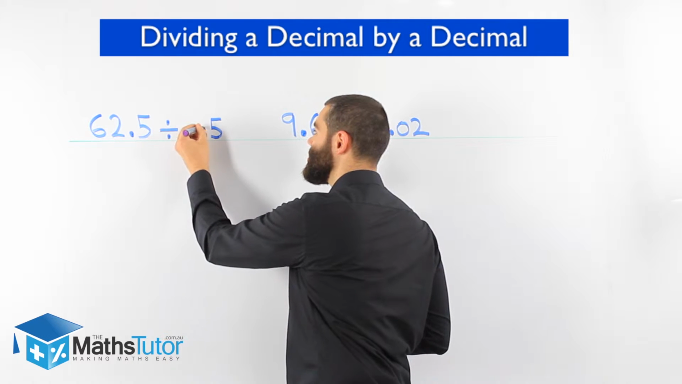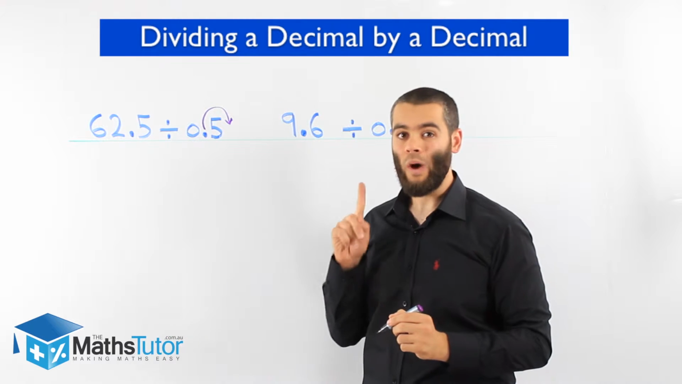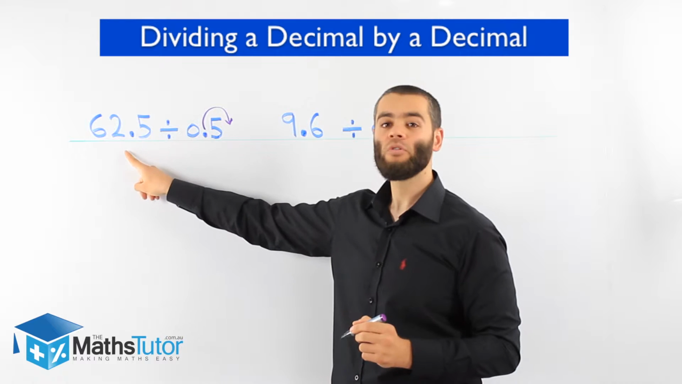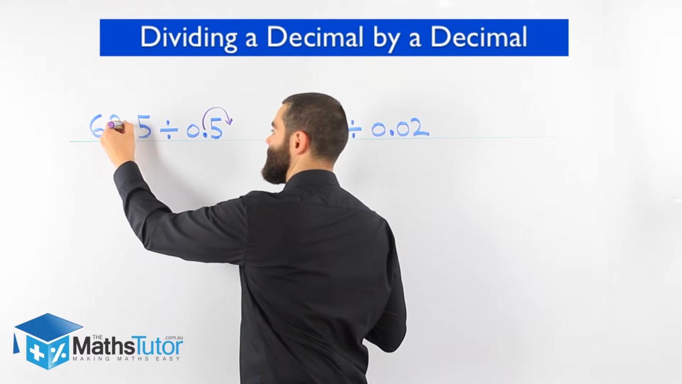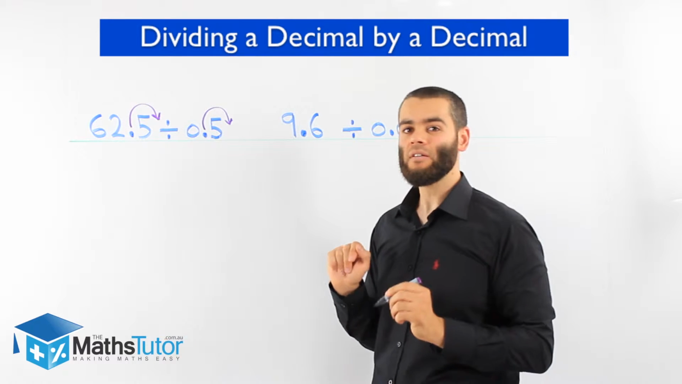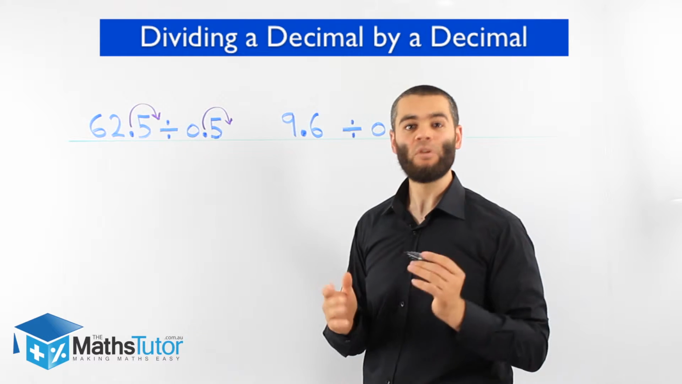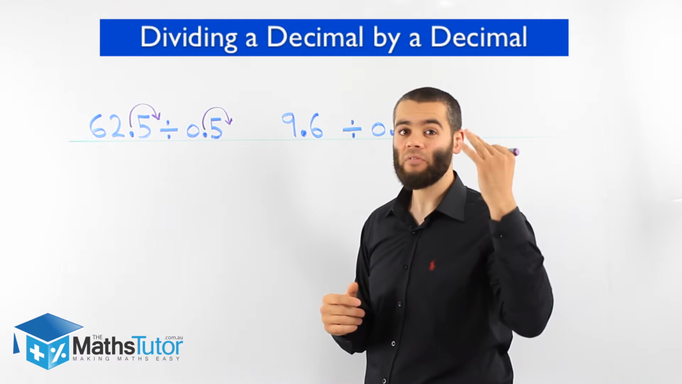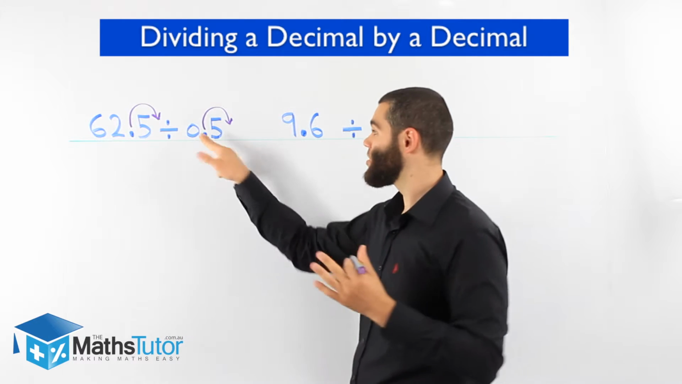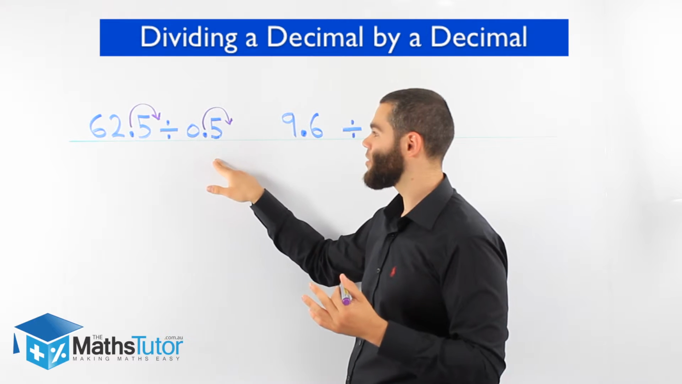To make this a whole number, we move the point to the right once. What we do to this side, we got to do to that side. So what are we doing? We are making this a whole number so we can actually start dividing. Because we can't divide a decimal by a decimal. We can divide a decimal by a whole number, but we can't divide a decimal by a decimal. So we've made it into a whole number. Now it's going to become a 5.